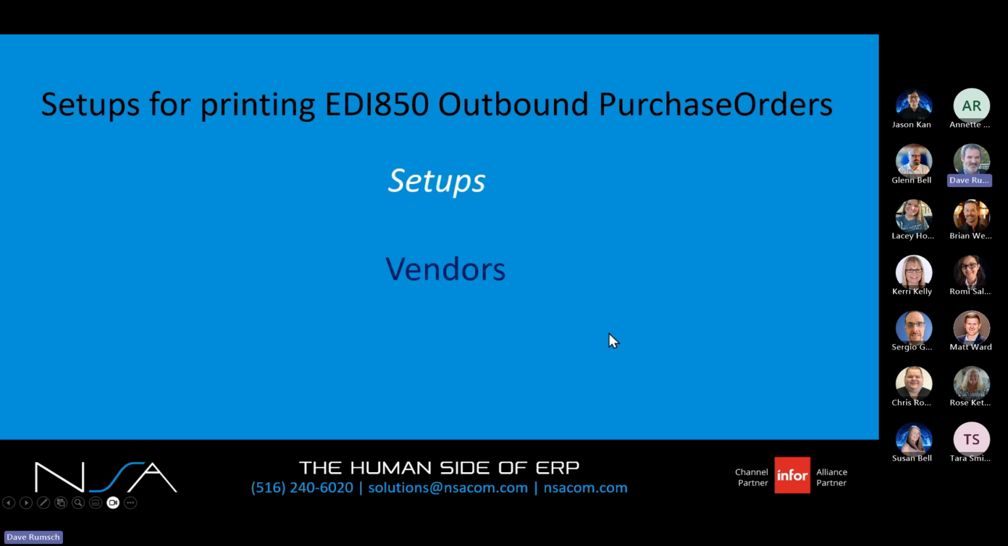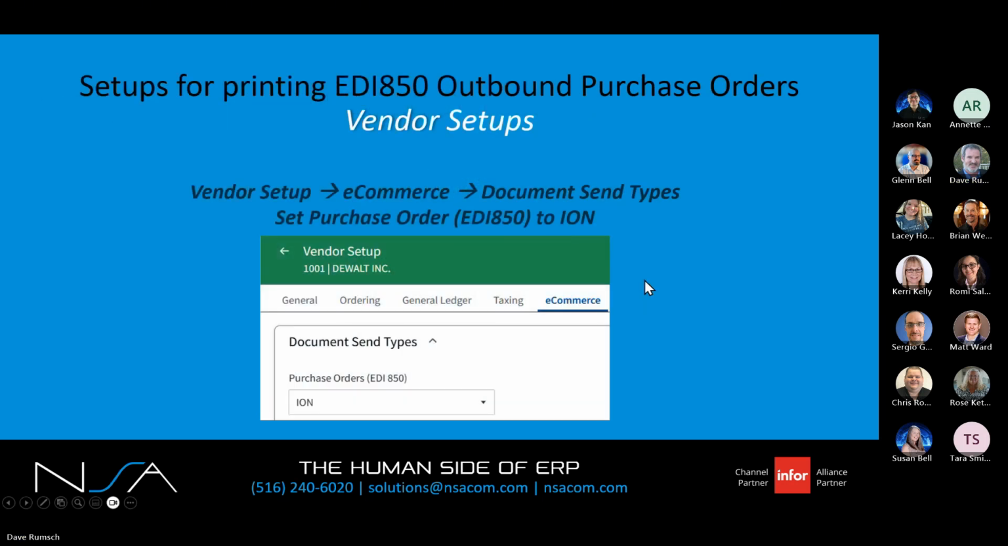Other setups involved in the software. So under the vendor setup, under the e-commerce tab in the document send types, you've got to set the purchase order EDI850 to ION. That way it will actually send the transaction through the ION system out to the value add partner who will then send it on to your vendor.